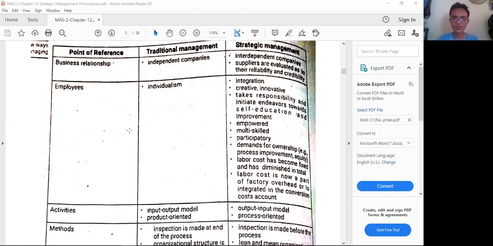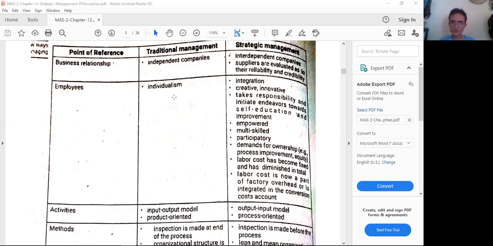So those things. Next, employees. Individualism is emphasized. Then in strategic management, we also have integration. So we can just say that for the first and second, traditional management is really closely connected: independent companies, individualism, so standalone. But in strategic integration, the company's processes are being connected with one another so that one is integrated to the other, then creative, innovative adjustments to the changes in the business landscape are taken into consideration. So the responsibility is taken, and endeavors are initiated towards self-education and improvement.